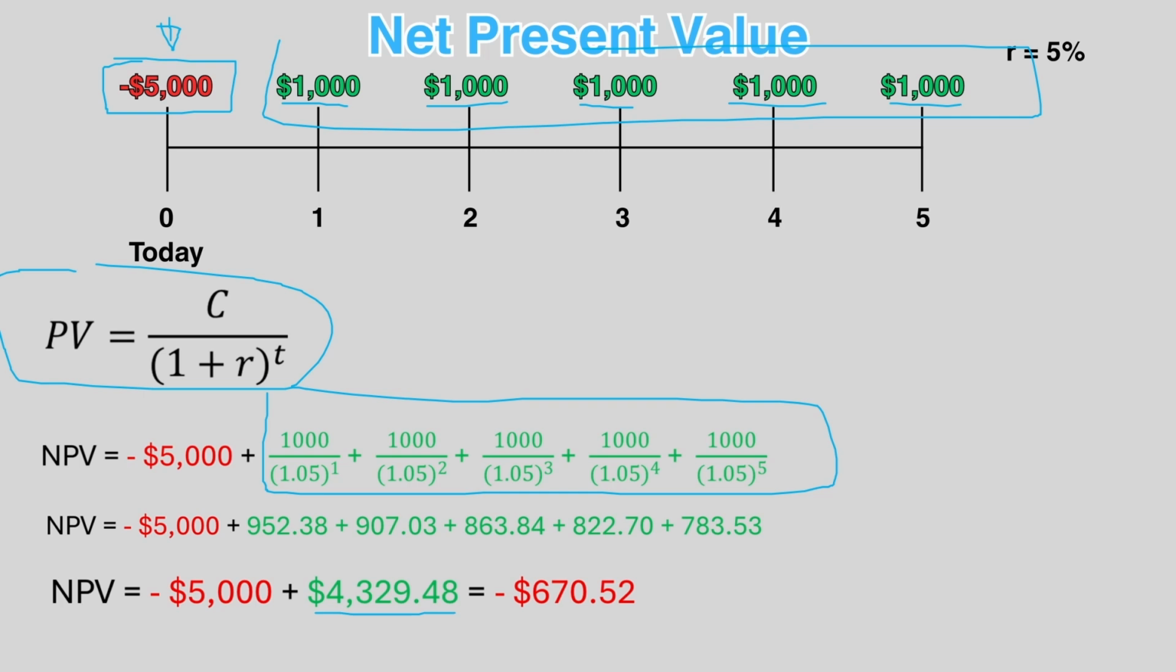So how we calculated that was, we took the negative $5,000, which is our cash outflow, and we added it to the present value of all our cash inflows. And when you do that, you add them all together.